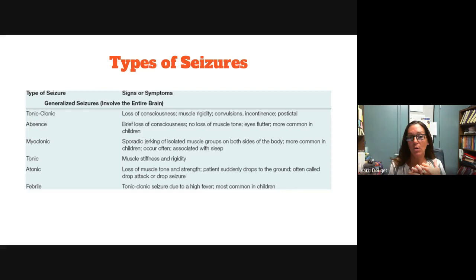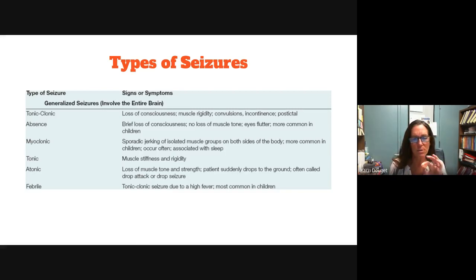I've prevented them from hurting themselves. And this also gives me a chance to put a non-rebreather on my patient and give them oxygen, because remember, in a generalized seizure, my whole brain is in an electrical storm, and every muscle is paralyzed. Your diaphragm is also a muscle, so my patient is not breathing.